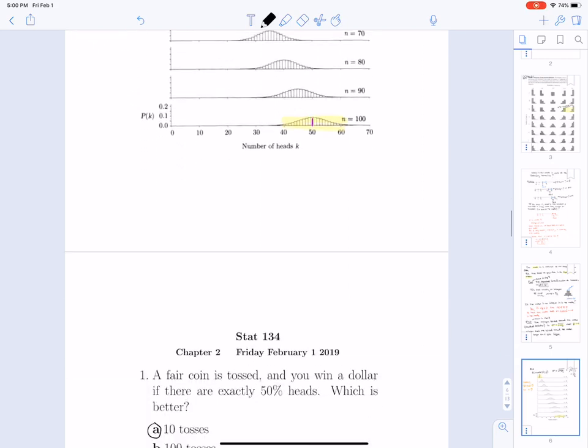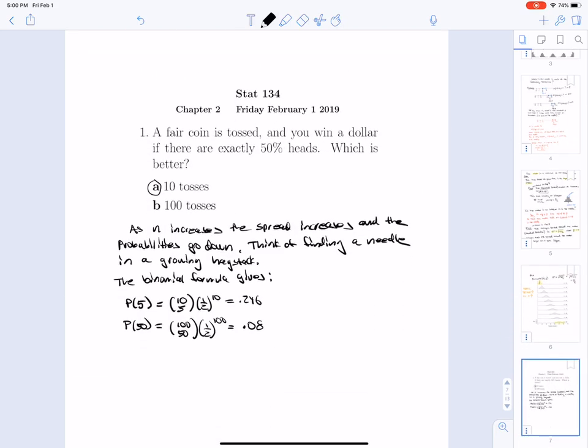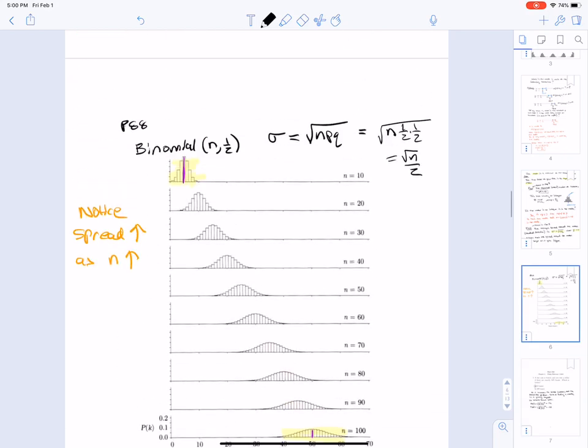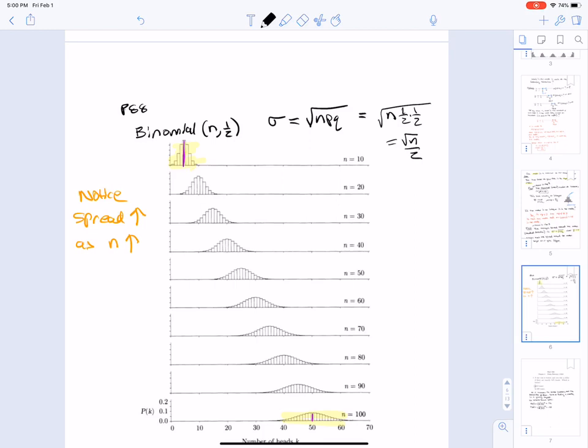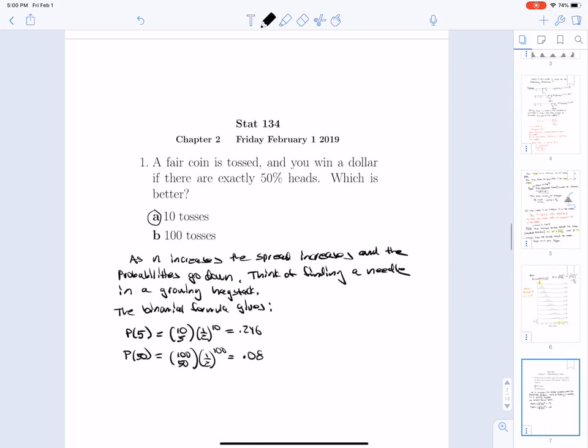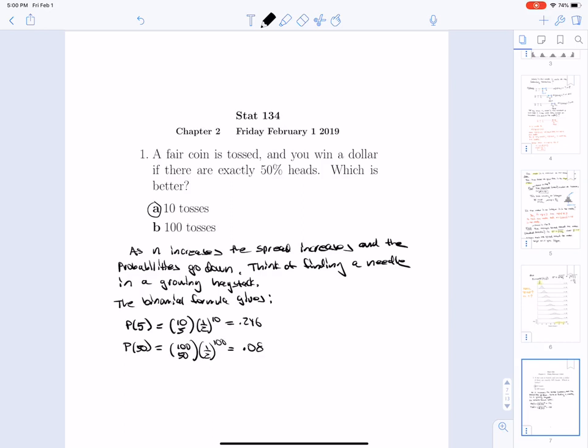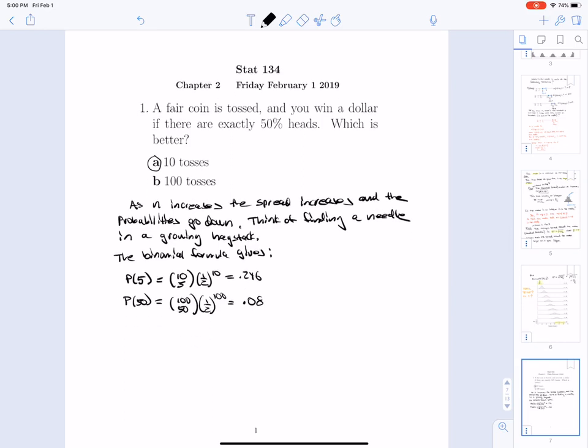And so I ask the concept test question: a fair coin is tossed and you win $1 if there's exactly 50% heads. Which is better, 10 tosses or 100 tosses? Well, for 10 tosses, you're trying to get the middle exactly, and there's less spread, so it's more likely that you would do that. So it's A, and you can actually use the binomial formula to figure out what those probabilities are exactly.